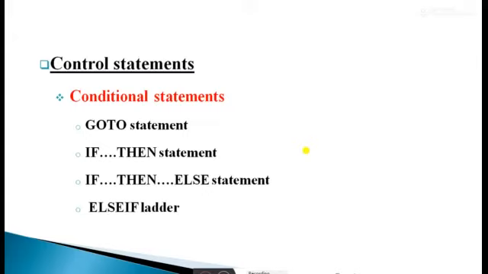What are they? The first one is the GOTO statement. Then the second one is the IF THEN statement. Then the third one is the IF THEN ELSE statement. At last, the ELSE IF ladder. Let me see them one by one.